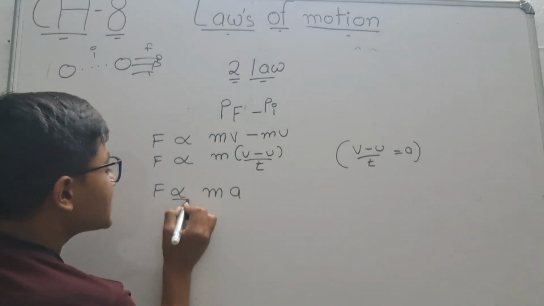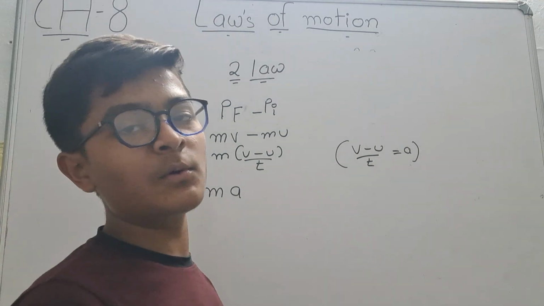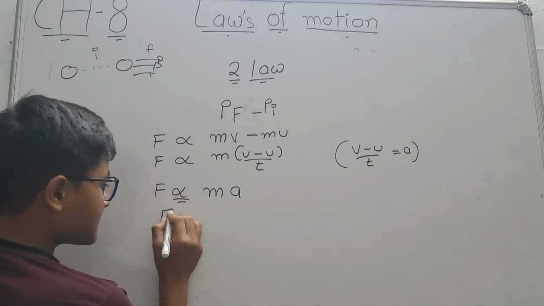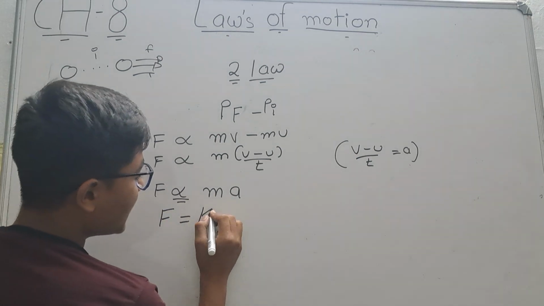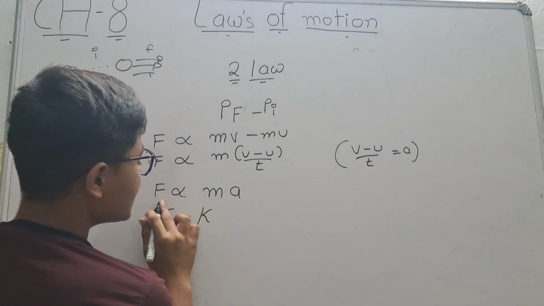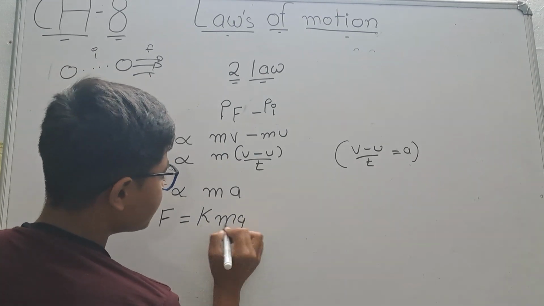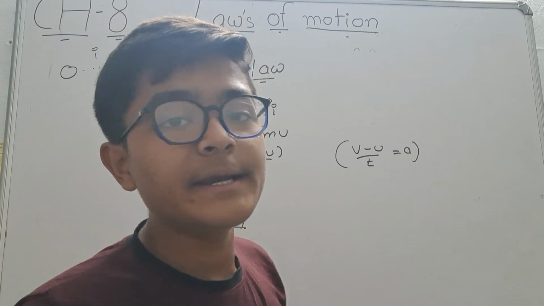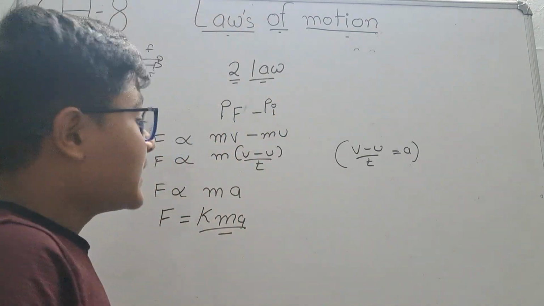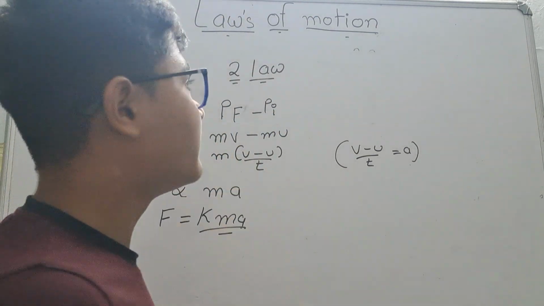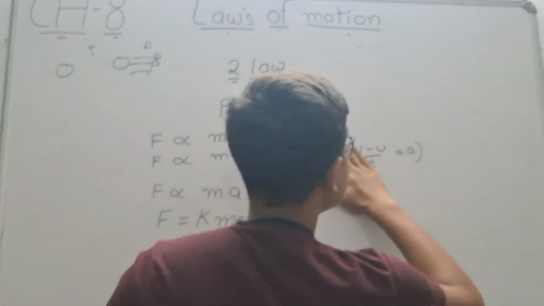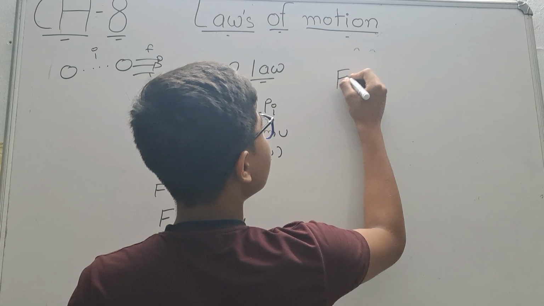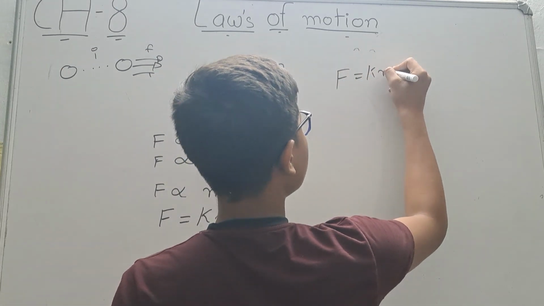Here we have to remove the proportionality sign first of all. So what we will do, we will add a constant. The k is the constant. It was experimentally verified that the value of k is 1. So the formula is F is equal to kma.